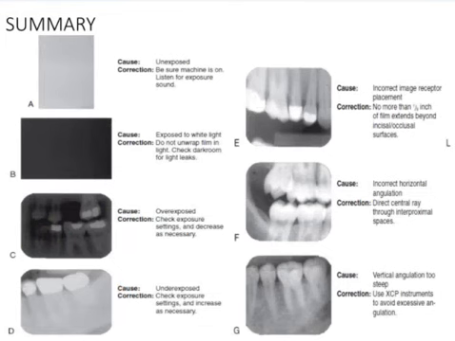Now, in your textbook, you have the summary of all these errors. So, in the case of sensors or films, also sometimes you get a completely unexposed image. Okay, here it's exposed to white light. So, before processing, the film was opened or unwrapped in the white light or outside the daylight processor.